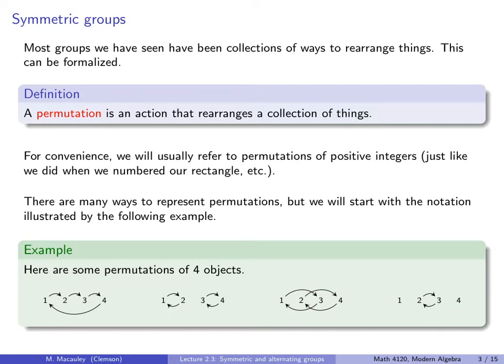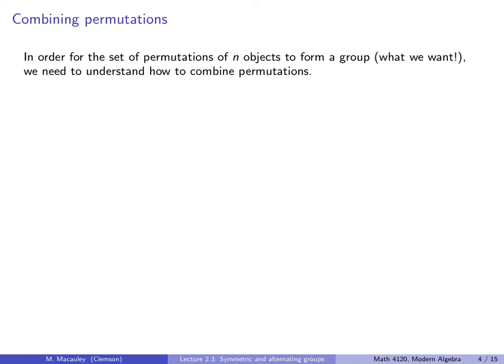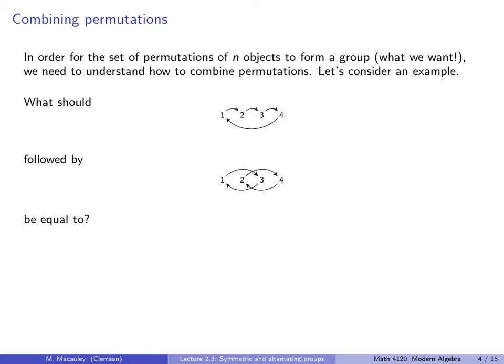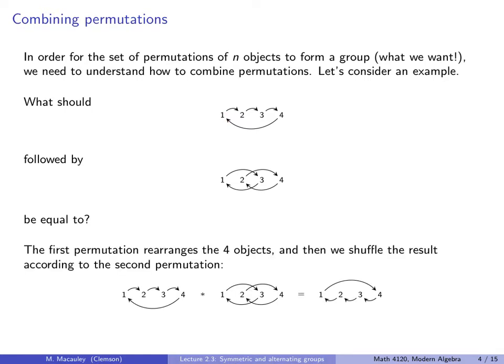In order for the set of permutations of n objects to form a group, which is what we want, we need to understand how to combine permutations. So let me ask you, what should this permutation followed by this be equal to? Imagine these are 4 people standing in a row, and 1 goes to position 2, and then 2 goes to position 4. Well, then 1 should eventually end up at position 4. And that's what we get.